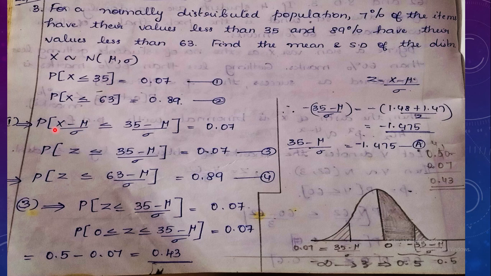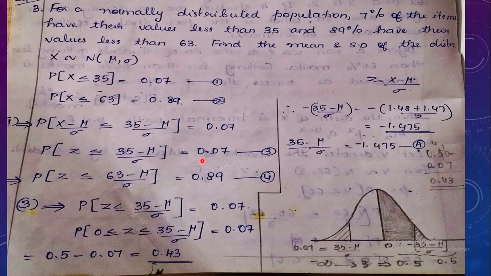So what I get: probability of x minus mu by sigma is less than or equal to 35 minus mu by sigma, which is equal to 0.07. Since I have applied the transformation, I am writing this as z. Z is less than or equal to 35 minus mu by sigma, which is equal to 0.07. Now this is my third equation. Similarly, you can also change your second equation, and you will get probability of z less than or equal to 63 minus mu by sigma equal to 0.89.